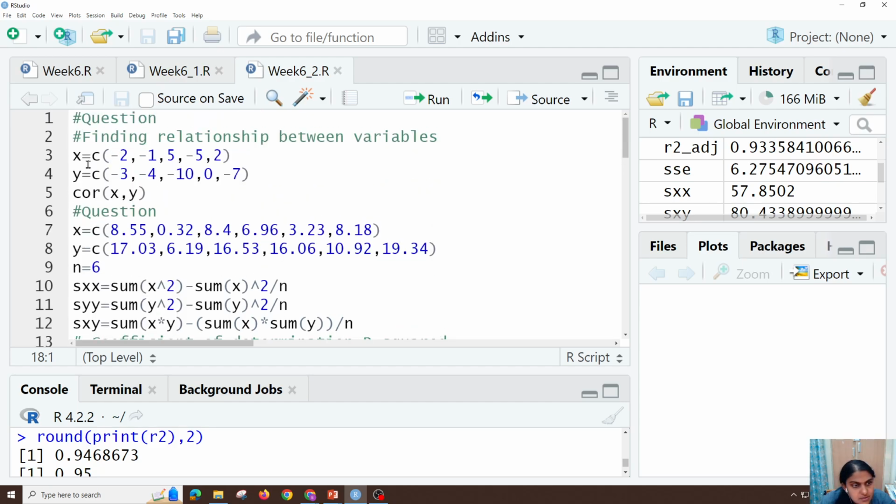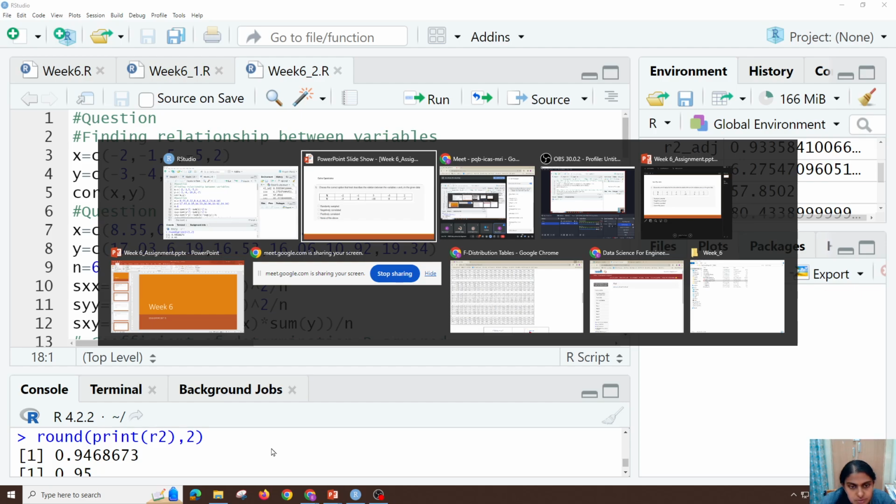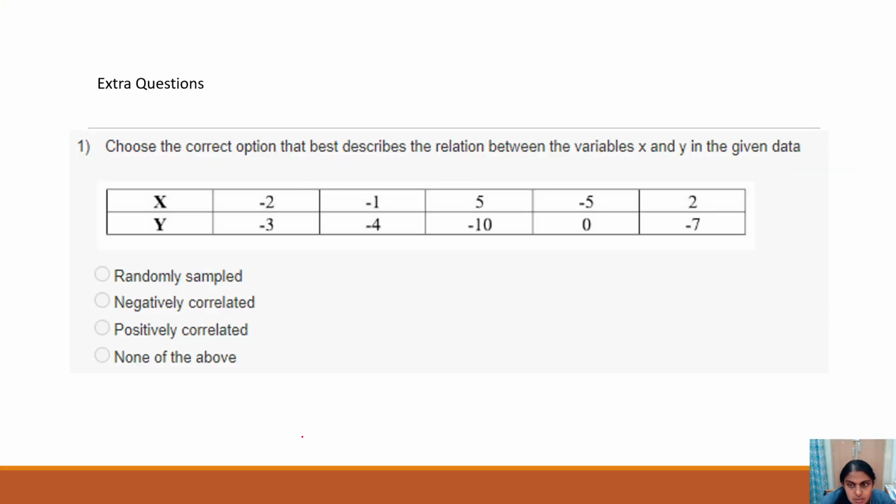So this is the particular question. Correct option that best describes. It is asked like randomly sampled, positively correlated, negatively correlated, none of the above. So this question I had already shown you what is the correlation for some other question. So you can say how it is correlated, whether it is positively or negatively correlated.